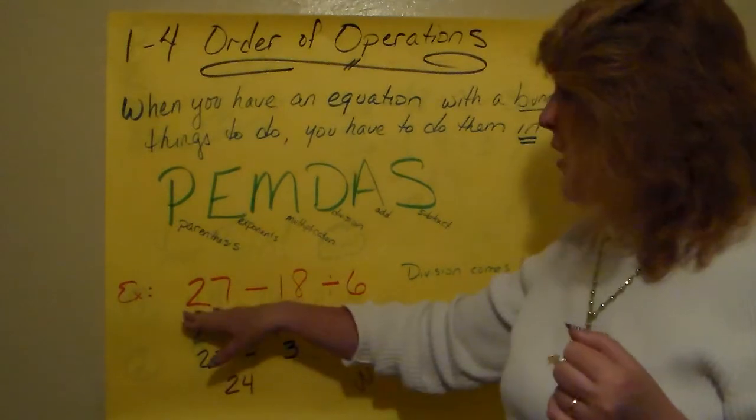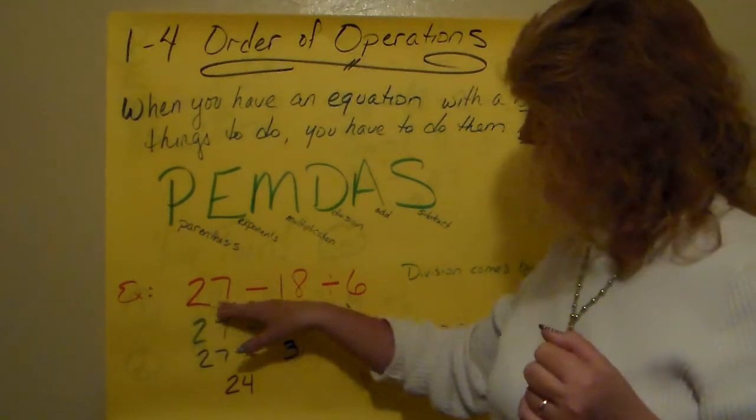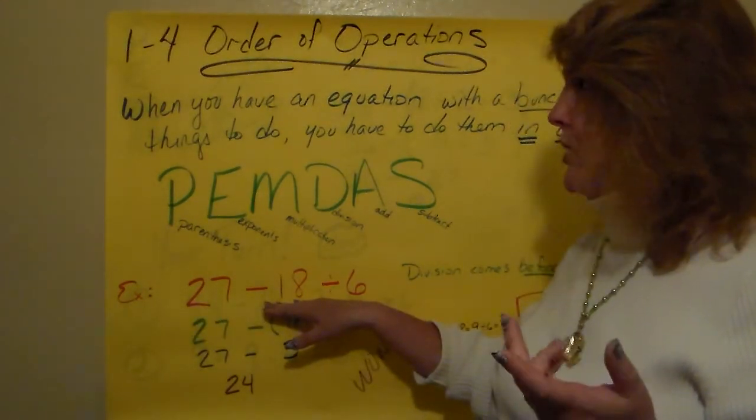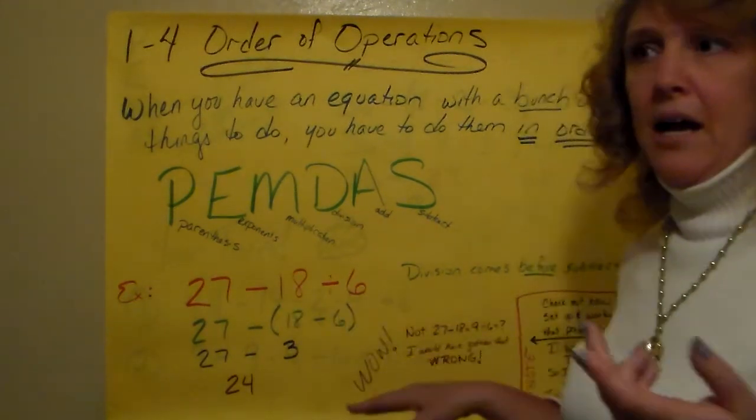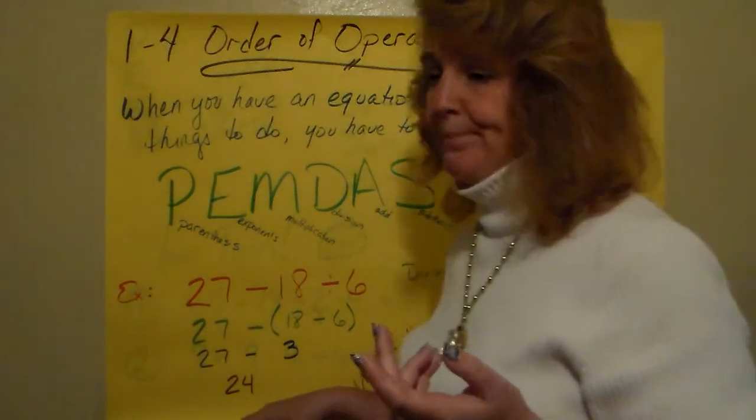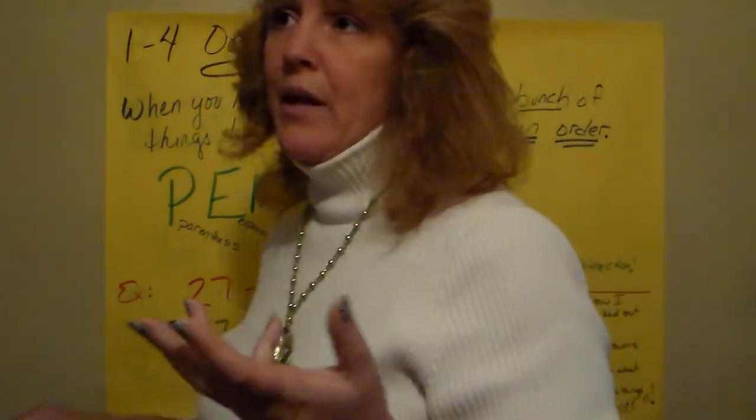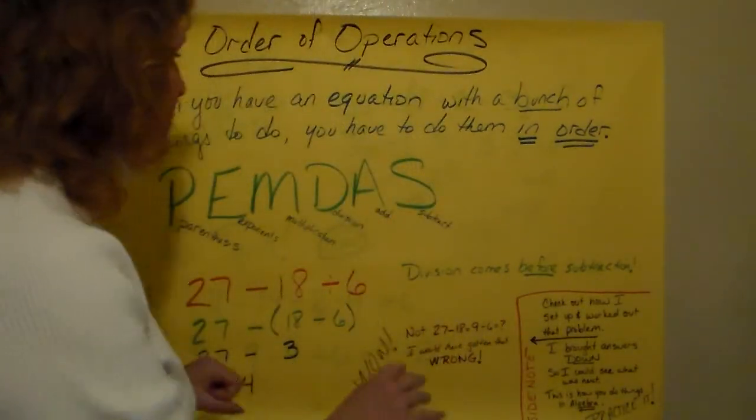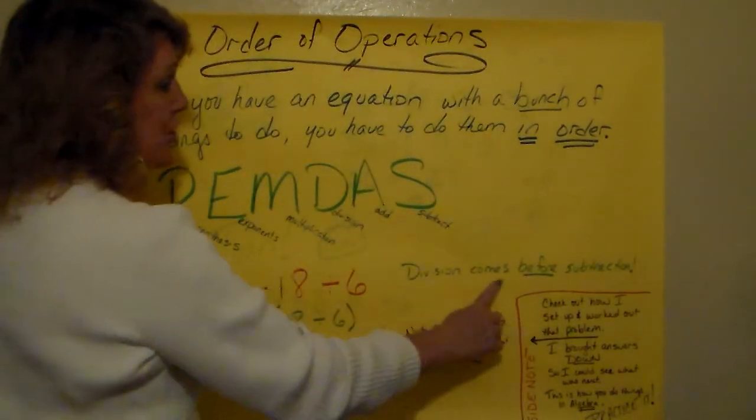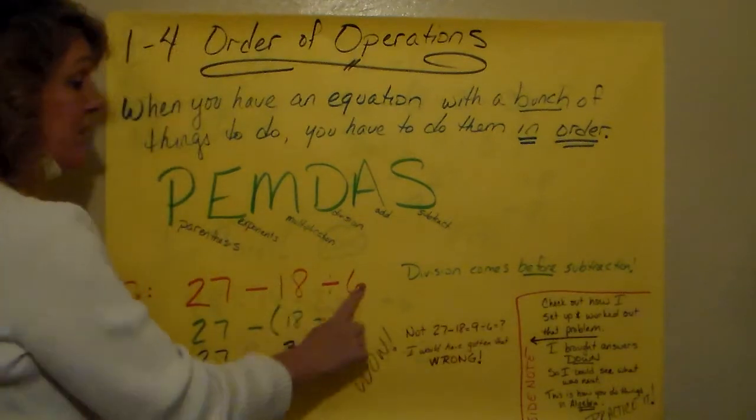Now if you start out and you do this left to right, you do 27 minus 18, which is 9, divided by 6. And what's 9 divided by 6? Not sure. So it's a completely different answer than the right one, which is the problem. Because with PEMDAS, division comes before subtraction. So we have to do the division part first.